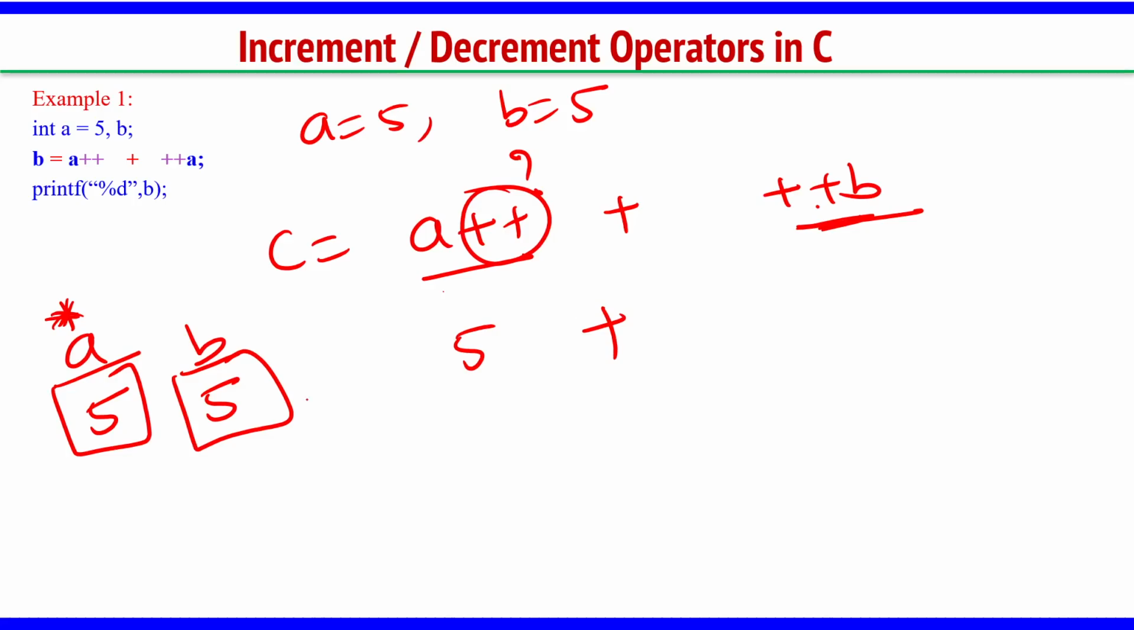So it is ++b. b will become, we have to increment it first, then use it. So b will become 6. In this case, the answer will be 11. Why in this case did the answer become 12? Because it is referring to the same variable on which there is a pending operation.